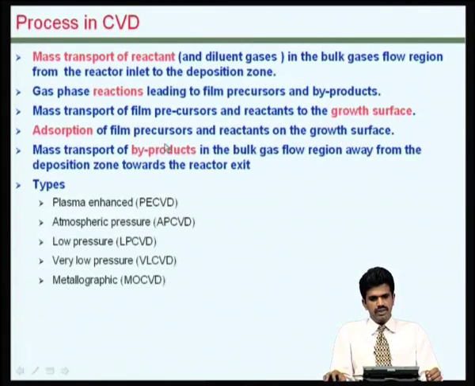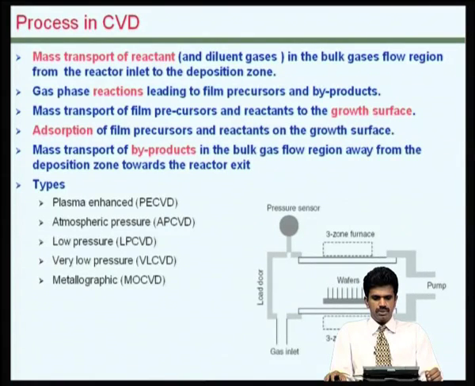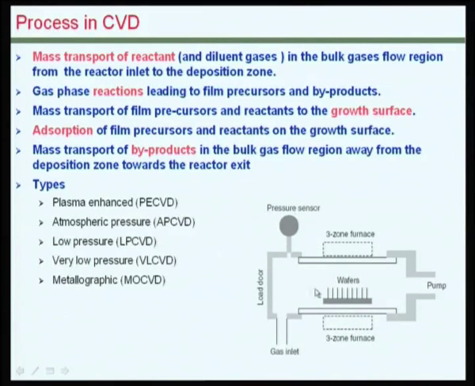There are several variants of chemical vapor deposition based on the temperature or pressure at which these reactions are carried out. As I mentioned, we can control the pressure, the temperatures, and the gas flow, so that proper deposition would happen at the wafer.